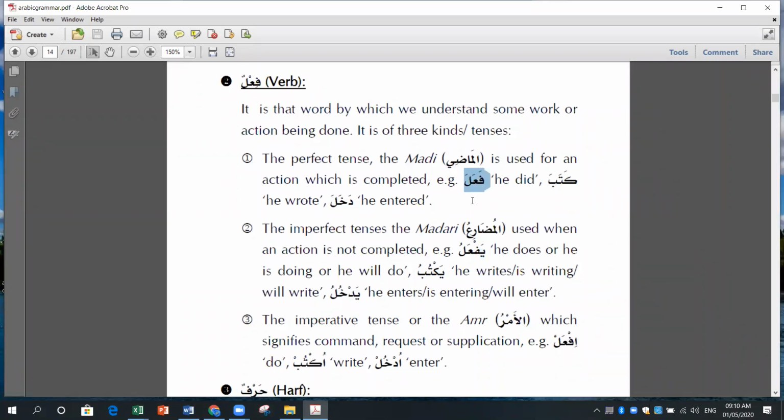Fa, ain, lam. And I will tell you, in Arabic, almost all words are constituted from three main letters, and they are called the root letters, root word, right? For example, what is the root word for fa'ala? You will say fa, ain, lam. What is the root word for kataba? You will say kaf, ta, ba. Yeah, these are the rules.